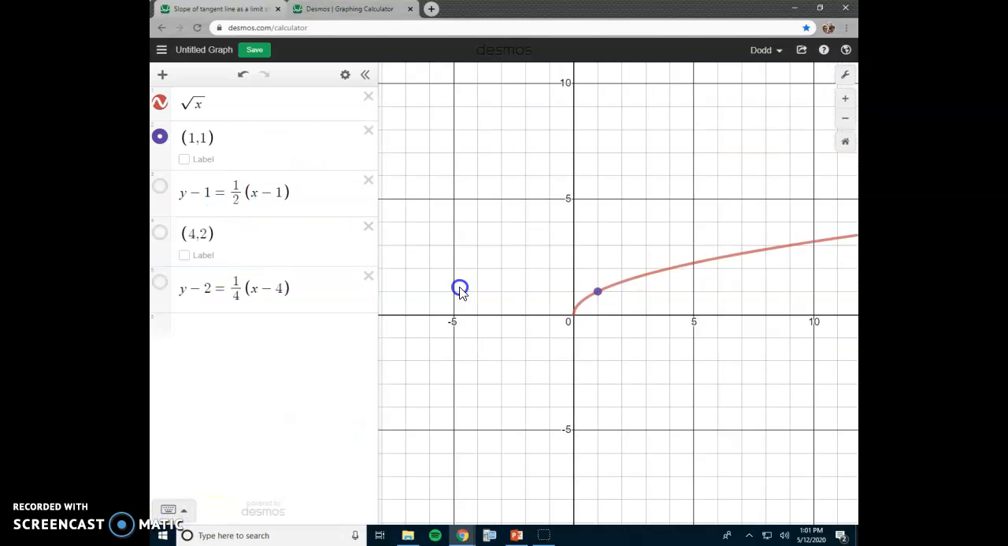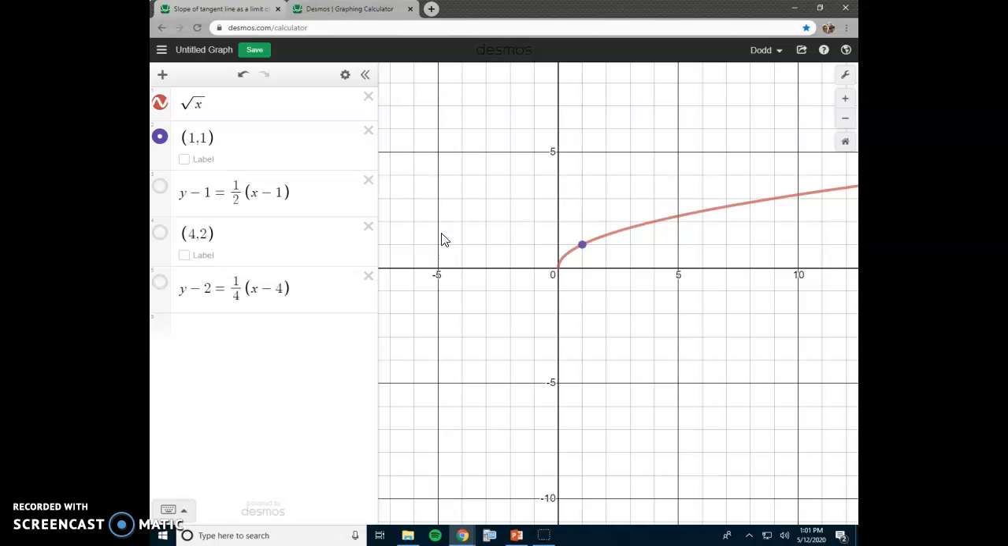So here's your function, square root of x. Here's the point 1, 1. Does the slope 1/2 look accurate? I think so. The tangent line strikes it right here. Up 1 over 2 looks pretty accurate. How about 4, 2? Here's 4, 2. Looks a little more shallow than the previous one. So up 1 over 4, does that look pretty good? 1/4? I would say so, that the slope of this tangent line is 1/4.